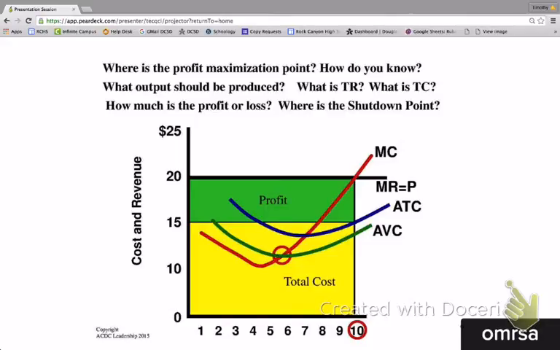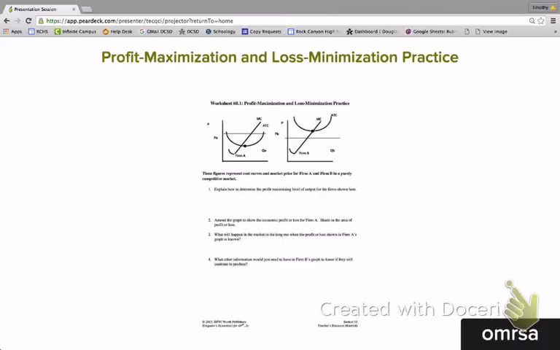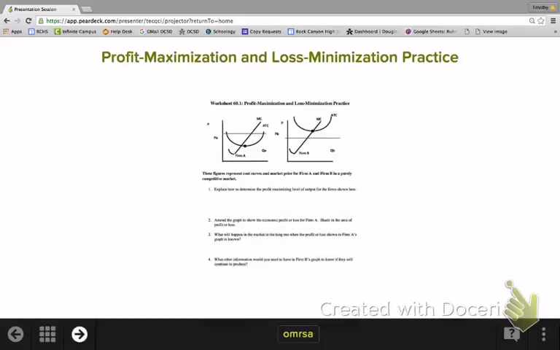What is the shutdown point? It's any price below the minimum of average variable cost. Well, how do you know where the minimum of average variable cost is? It's circled here. It's where the marginal cost curve intersects the average variable cost curve at its minimum point. So that looks like it's maybe a price of around $12 or so on this graph, and that would be the shutdown point for the firm in the short run. Here's an activity on profit maximization and loss minimization that we will do in class.